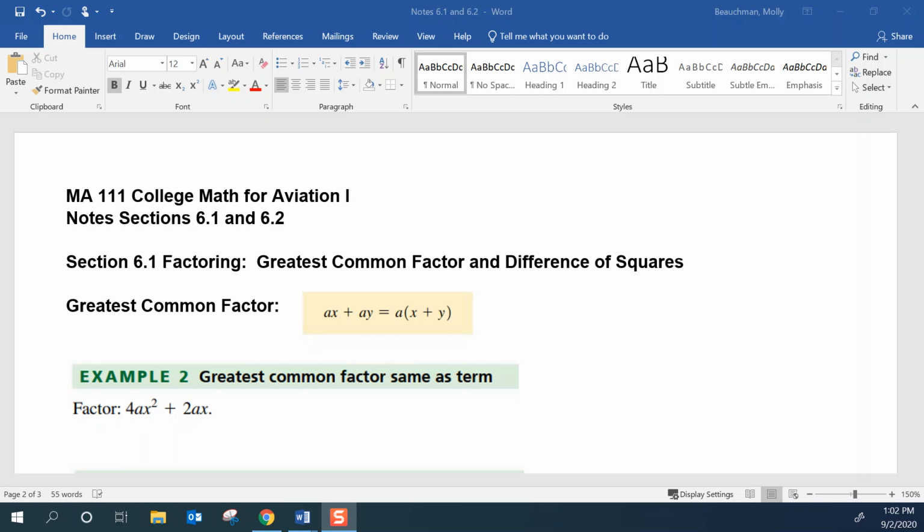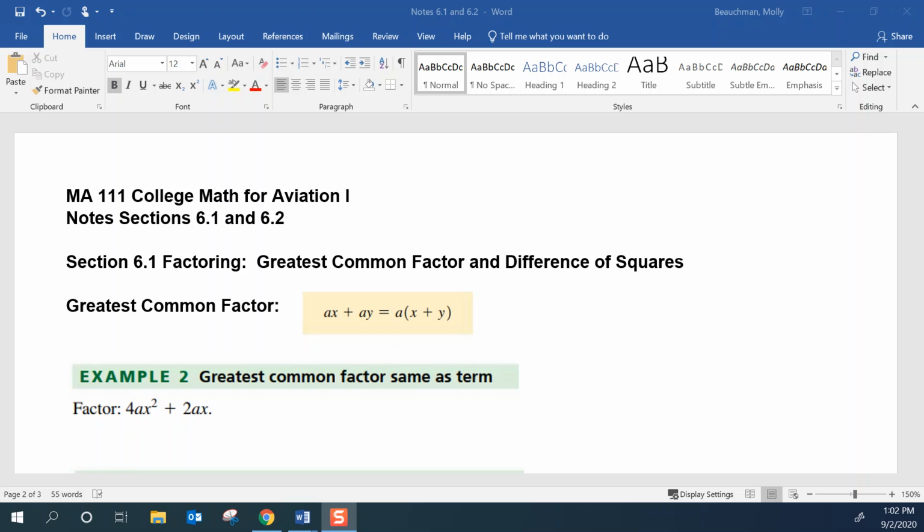In this video, we'll take a look at concepts from section 6.1 and 6.2, and it's all about factoring. In section 6.1, we're going to factor the greatest common factor and also take a look at a difference of squares. So what factoring is, basically, is going backwards from the distributive property.